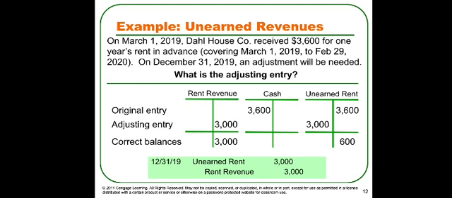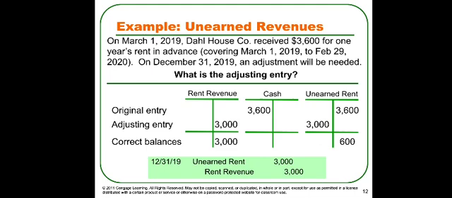At the same time, the liability of unearned rent has decreased 3,000. So you debit the account unearned rent 3,000. Liability decrease, you have to debit the account. So the liability account unearned rent has to be debited 3,000.